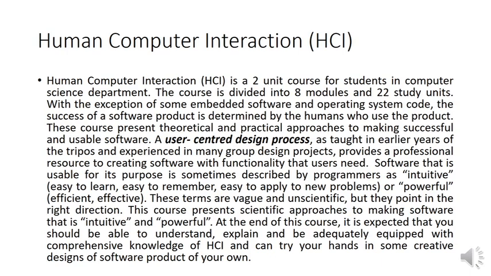Human computer interaction is a 2-unit course for students in computer science, and the course is divided into 8 modules and 22 study units, with the exception of some embedded software and operating system code. The success of a software product is determined by the humans who use those products. This course presents a theoretical and practical approach to making successful and usable software.